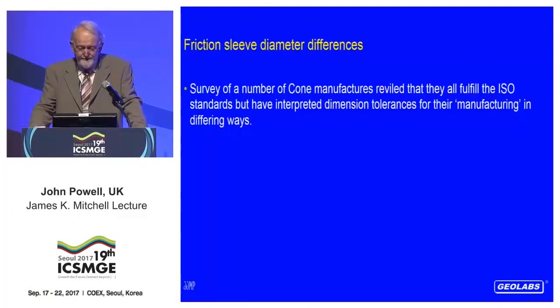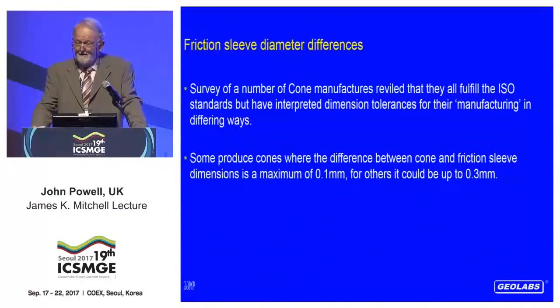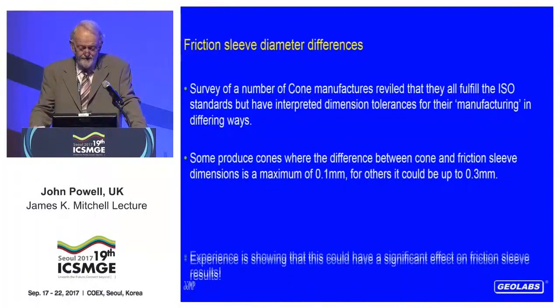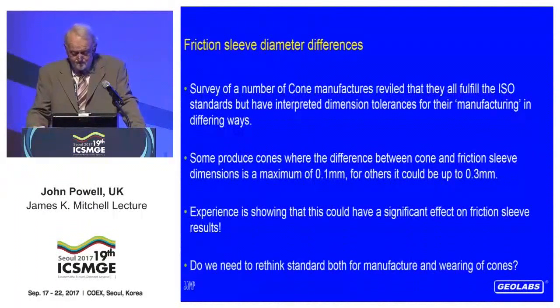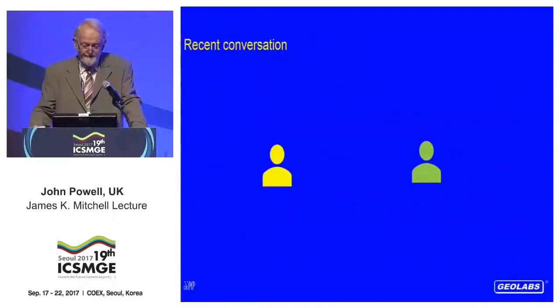Some of the cone manufacturers have designed their cones so that they are up to 0.3 of a millimetre larger in the friction sleeve diameter than the cone. Most of them have a maximum range of 0.1. And this is something that we're going to have to look into now to see if we can improve these friction sleeve results and get more consistency. We hadn't realised that this tolerance allowance was maybe too coarse in the past. So we have to rethink the standard. And also, these tolerances link into the wearing of cones as well, the worn friction sleeve result.